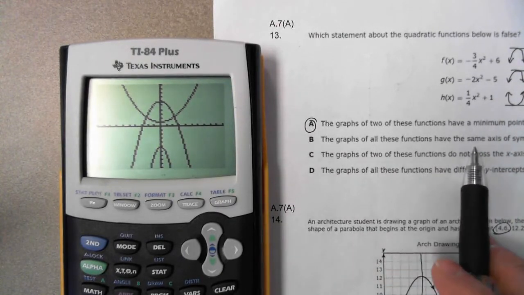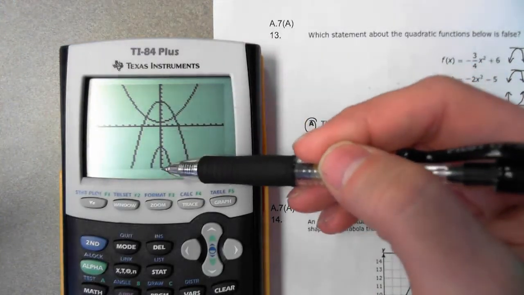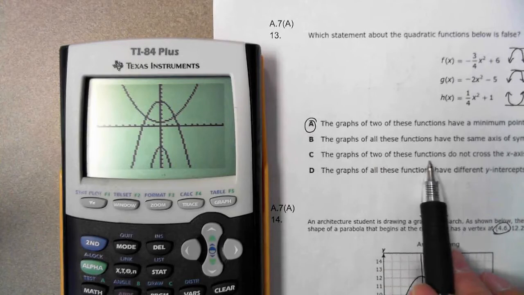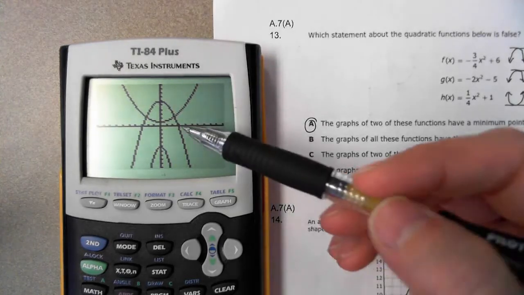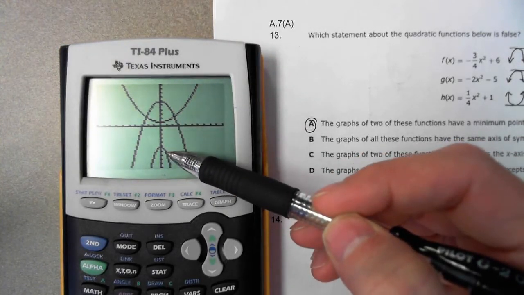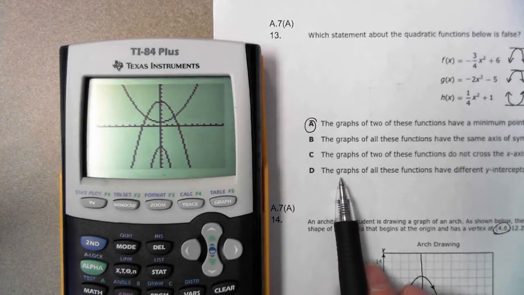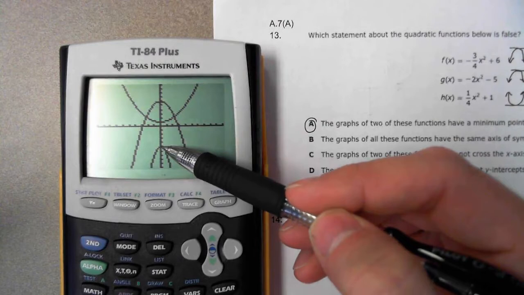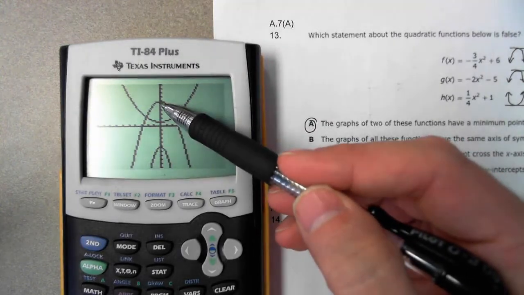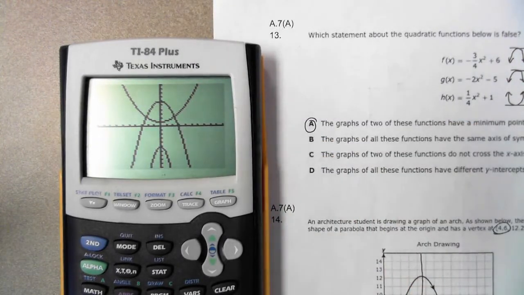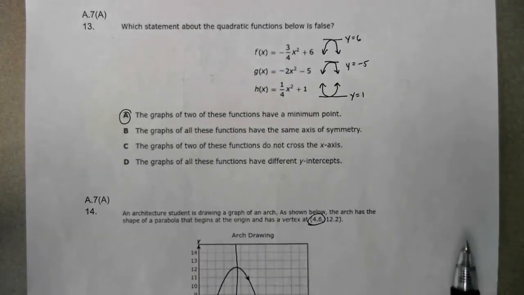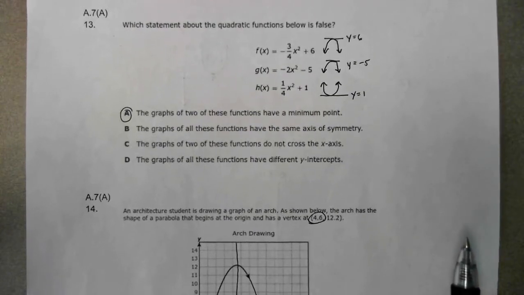The graph of all these functions have the same axis of symmetry. They do. The axis of symmetry is right here, x equals 0. So that's true. The graphs of two of these functions do not cross the x-axis. Yes, this one doesn't cross the x, and this one doesn't cross the x. So that's a true statement. And the last one, the graph of all these functions have different y-intercepts. They all have different y-intercepts. It would be -6, or should be -5, +6, +1. So the one that would be false would be A. Again, the easiest thing to do is please graph that. That's how you get answer A for number 13.